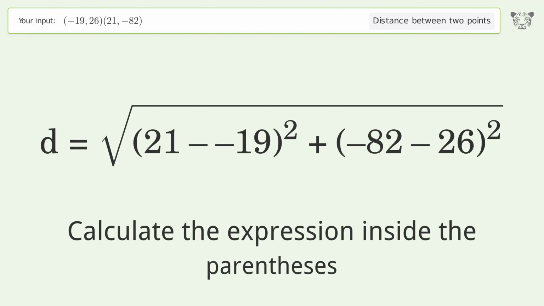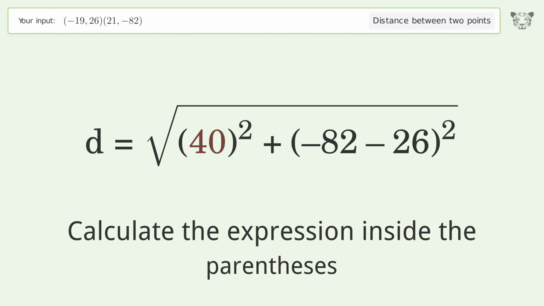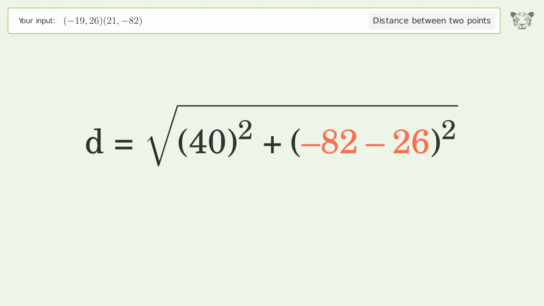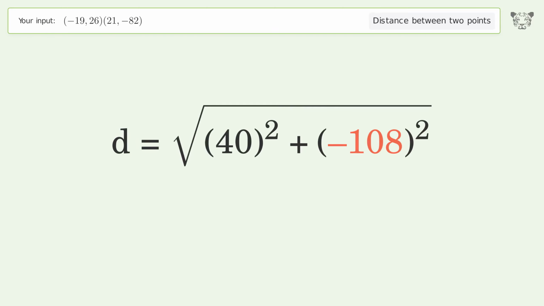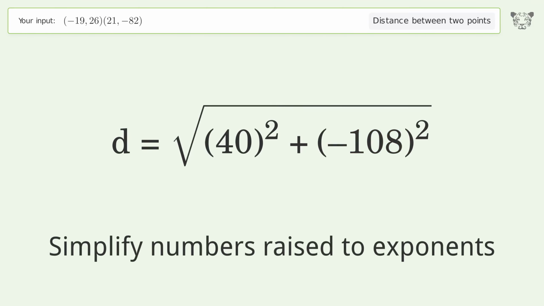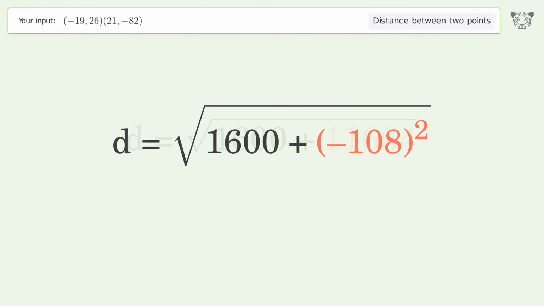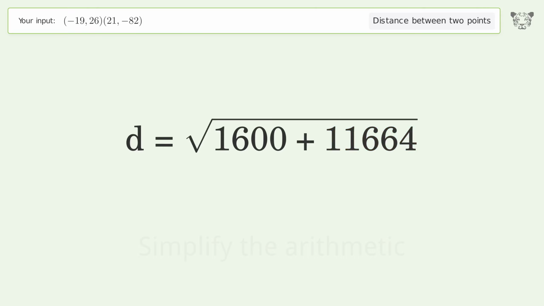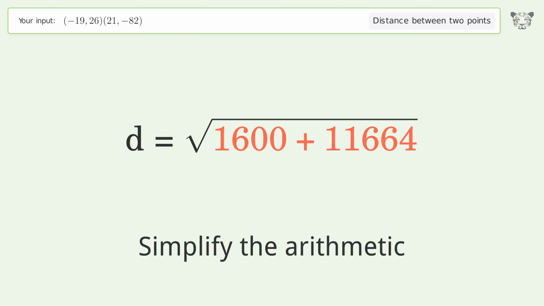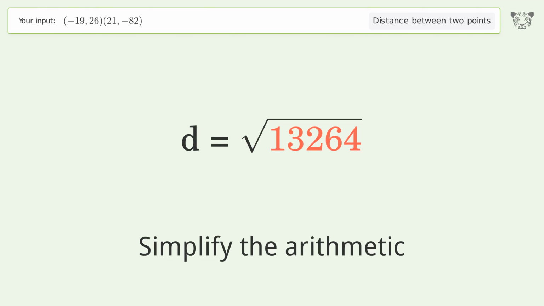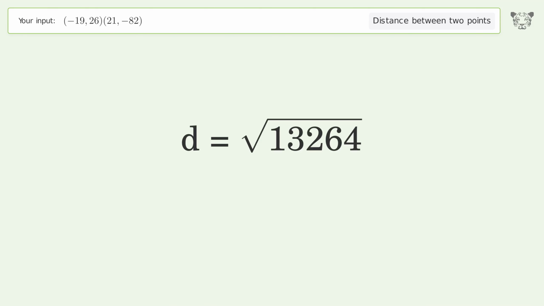Calculate the expression inside the parentheses. Simplify numbers raised to exponents. Simplify the arithmetic. And so the distance between the 2 points is the square root of 13,264 or 115.169.